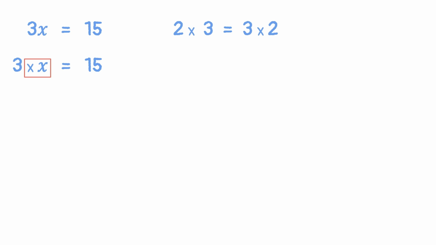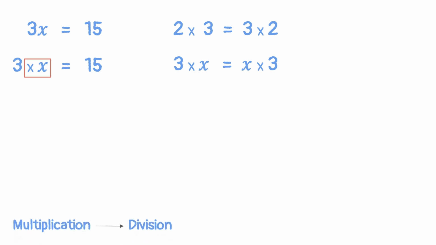Using this logic, we can say that 3 times x from earlier is equal to x times 3. And now it's more obvious that in order to get x on its own, we'll have to do something with the 3. The opposite of times, which is multiplication, is divide. So we need to divide by 3. And so 15 divided by 3 gives us 5.